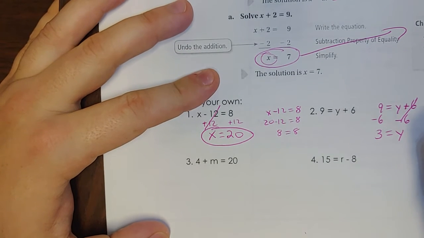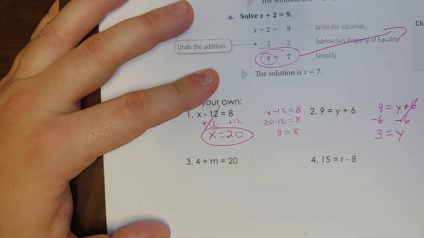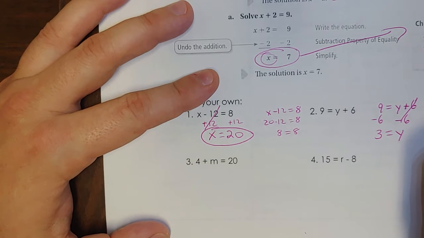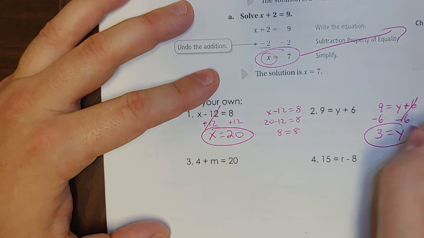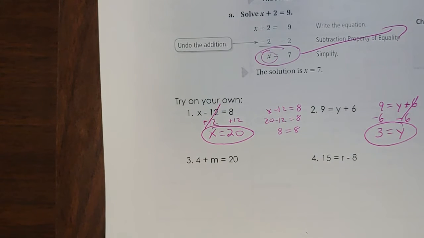Check it. So 9 equals y equals 3 plus 6, because we substitute. What's 3 plus 6? 9. Okay, 9 equals 9, so that's correct. So 3 equals y, or y equals 3, that's the correct thing. You guys work on number 3 and number 4 for me, okay?